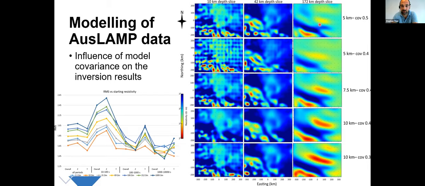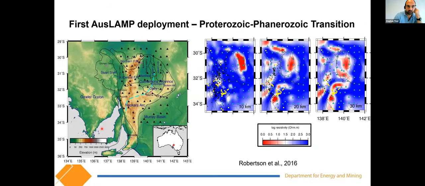But this is just giving you some idea of what the effect is of changing the cell size from 5 kilometers to 10 kilometers in your model, and then also changing around the covariances, and how they can really amplify some of the features to a point where they're not really real anymore. But it's important to test a range of parameters to get to really reasonable and geologically meaningful results, which is done now, obviously, by all the MT practitioners across AusLAMP. And similarly here, the RMS distribution is also very interesting in terms of seeing what a good starting model is and how the sensitivities change inside the model.